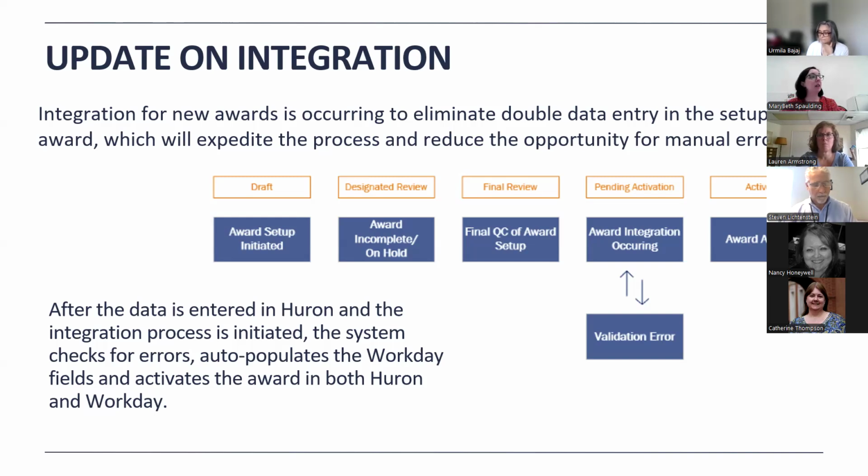In draft state in Huron, that's when the award setup is initiated. My team is piloting using designated review status for when something's on hold. So if you are logging in and you see that status, you know that there's something missing that your award setup is waiting on. Final review is that final QC of award setup. That's usually one of the seniors on the team or Sam Bryant, the award setup manager, doing the final review in QC. And the new step is that pending activation. You will see that status in Huron. That's when integration is actually occurring.